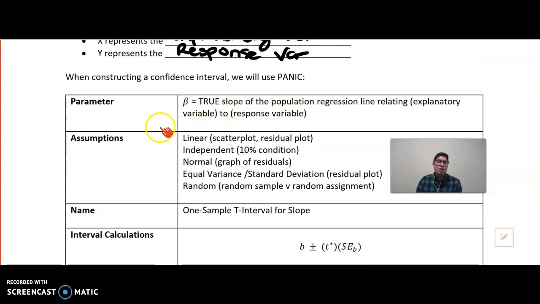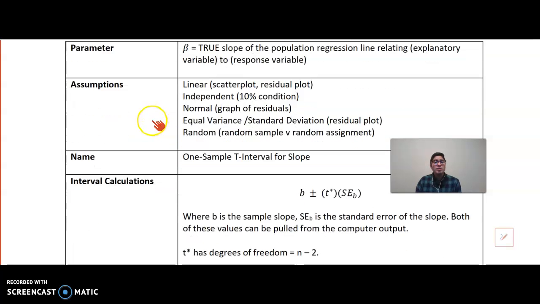Now we're still going to carry on with our PANIC model for the confidence interval. Here, beta represents the true slope of the population regression line relating our explanatory variable to the response variable. We check now our 5 assumptions instead of our typical 3. We will use a one sample t-interval for slope if these conditions are met.